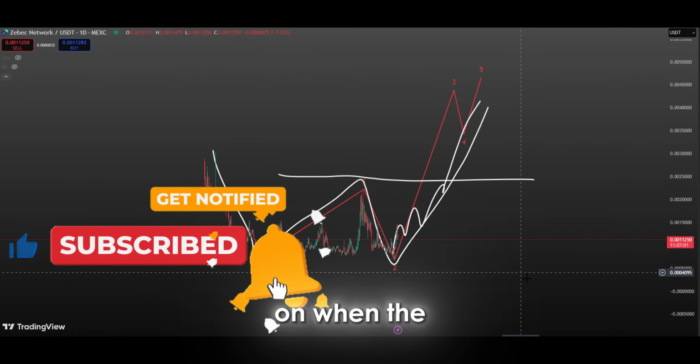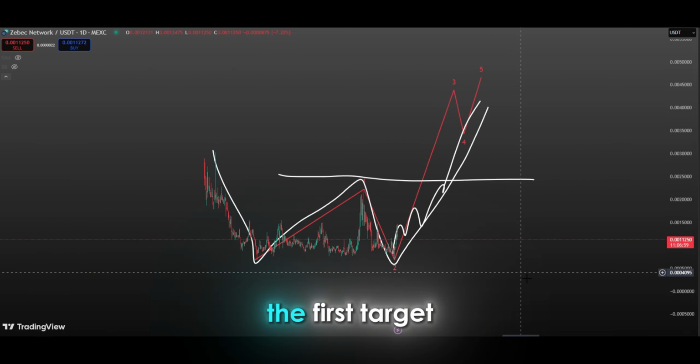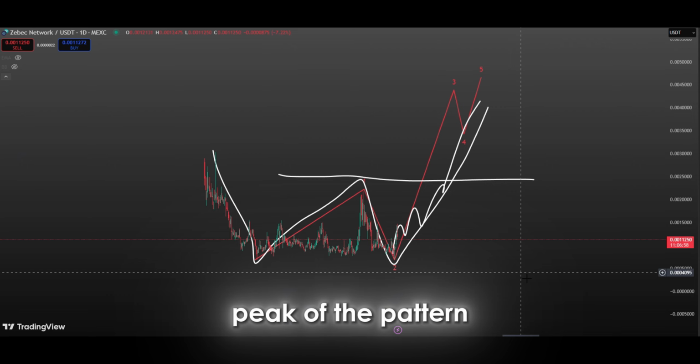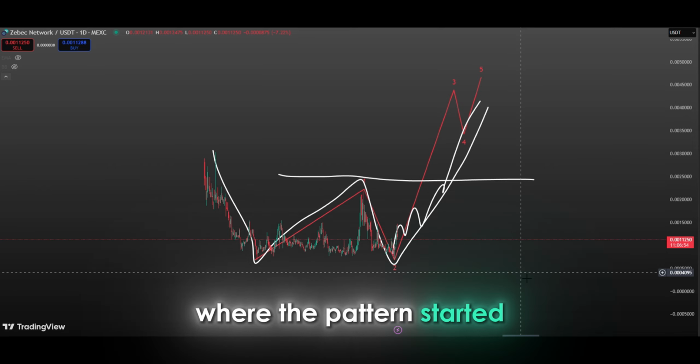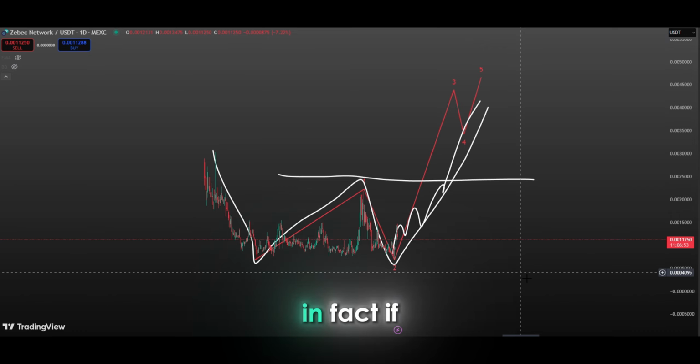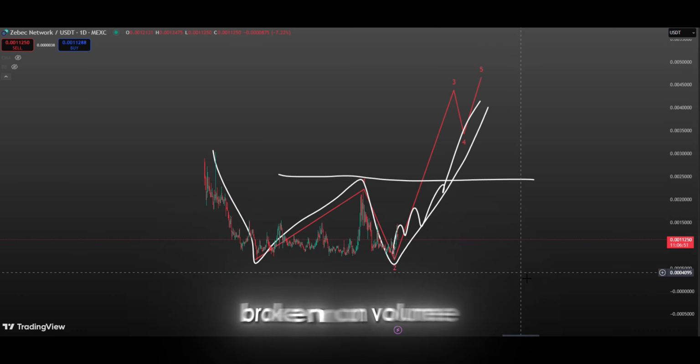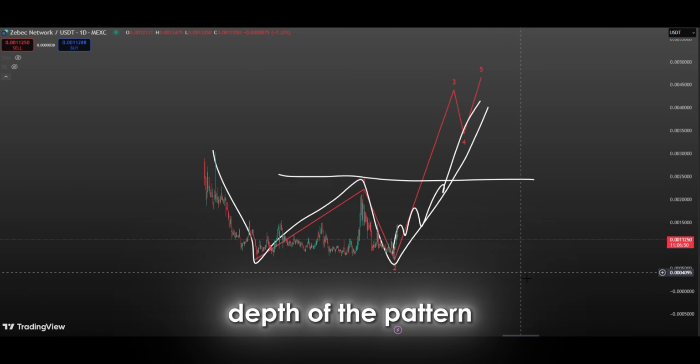From this point on, when the uptrend starts, the first target is the middle peak of the pattern. This level will also be a strong resistance area in the short term. If the price breaks through this area, the target will be to reach the highs where the pattern started. In fact, if this level is broken on volume, an upward movement up to the depth of the pattern, known as the pattern target in technical analysis, can be expected.